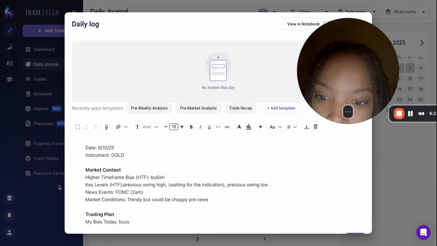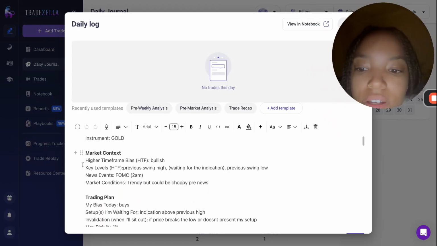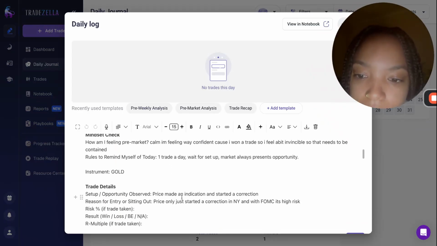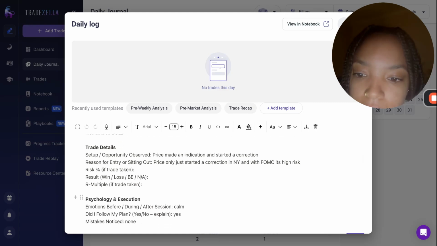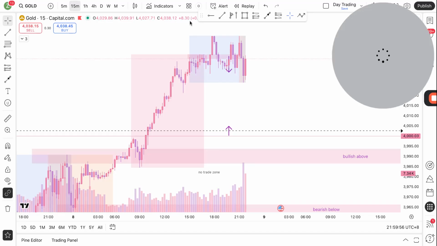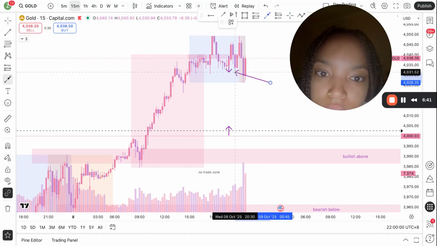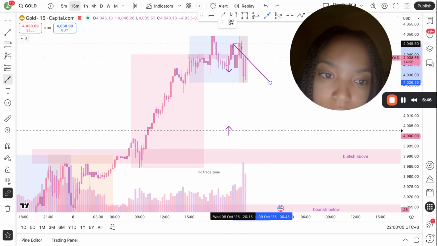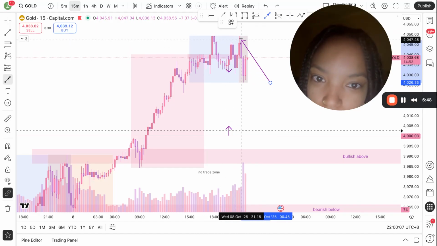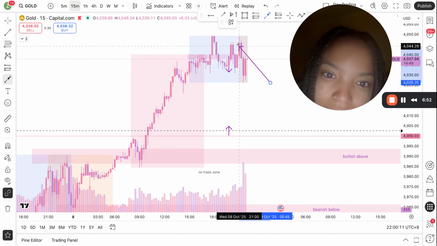So I'll go through a few of my notes. Obviously, I'm just basically talking about what I was talking about today. This is my pre-market analysis. And then I observed that price made an indication and started a correction. I am not 100% sure. To me, it looks like it started a correction because it's broken this previous low, but then you can see price made a failure swing, so it made a lower high here. Price also went back and made a lower low and a higher high, so price was just consolidating.